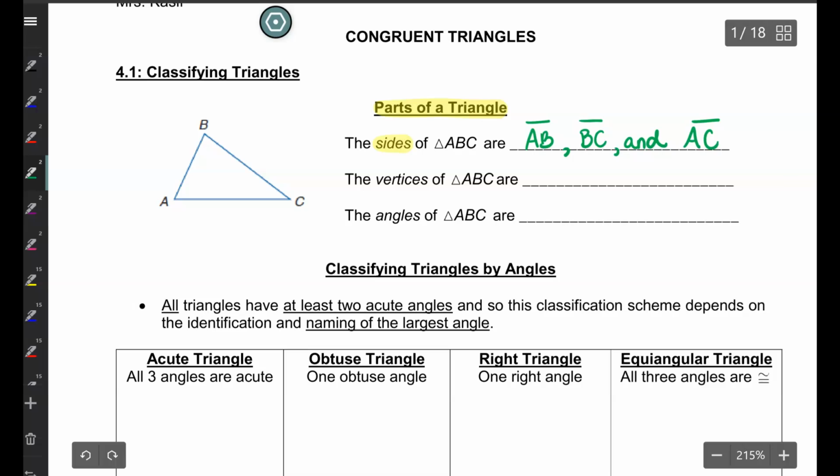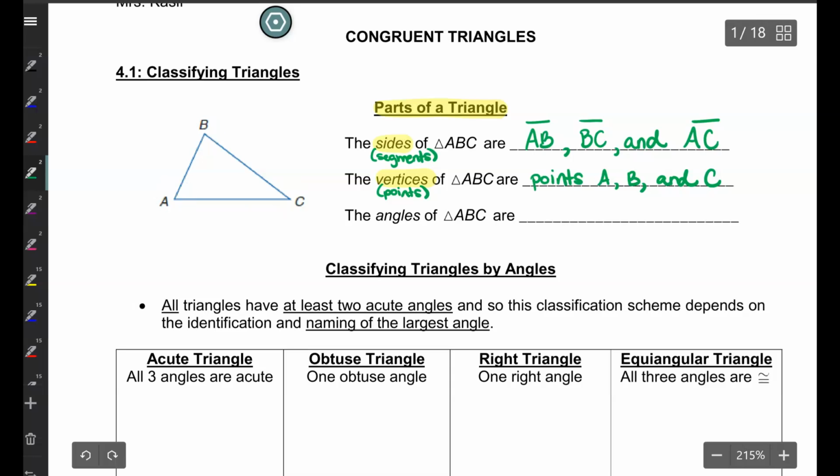Okay, next we have the vertices. So whenever we're referring to a vertex, we're referring to a point. So we're saying point A, point B, and point C. So again, vertices are points. Sides are segments. And then the last one should be self-explanatory.